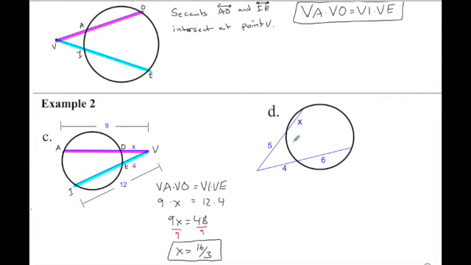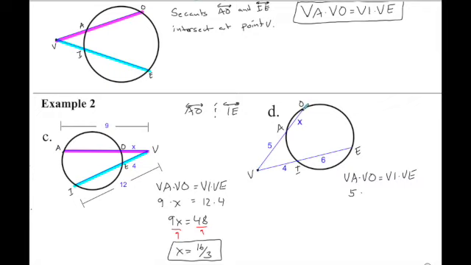So remember, you have to start off with your letters. And we're talking about the secants AO and IE. That's really important that those are the segments we label. Now just plug stuff in. Now VO is a little different.